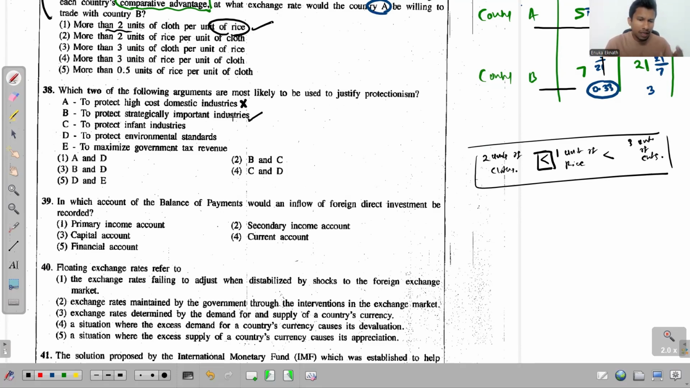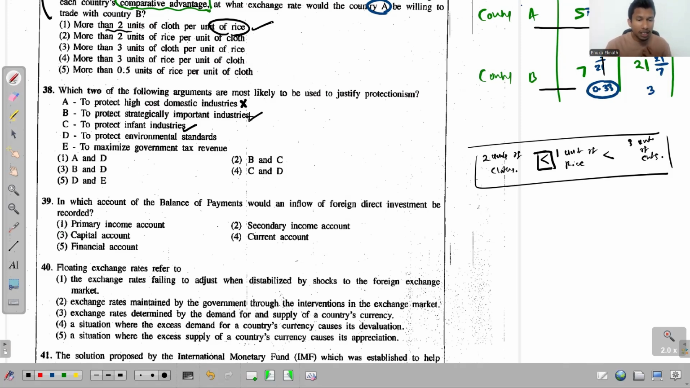Second one, to protect strategically important industries, maybe defense, military. So that's 100% true, right? We need protectionism to protect strategically important industries, 100% true. And we need protectionism even to protect infant industries. See, these are small scale businesses which are in the initial stage of the business. So it's a responsibility of the government to protect these industries from international competition.